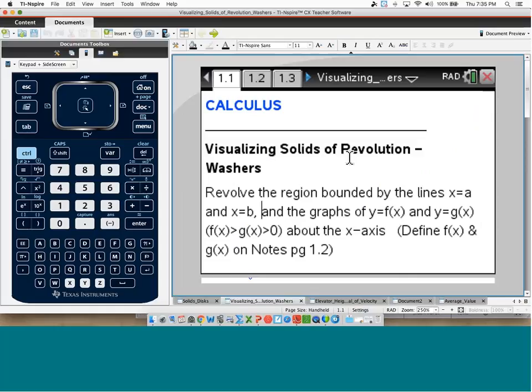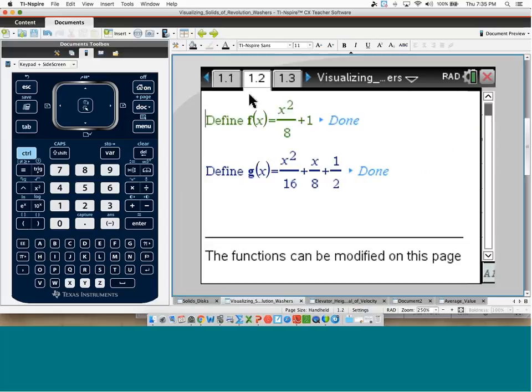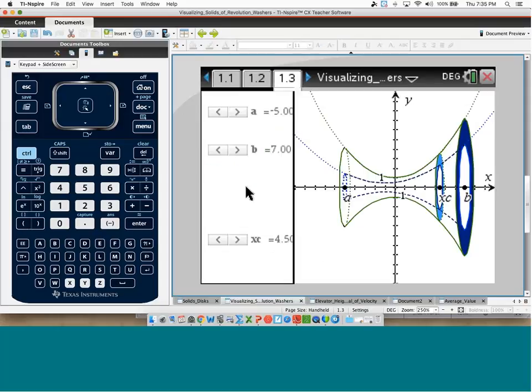Okay, so for the washers one, it's the same kind of setup. I like that there's a similarity between these. Again, it's the visual. Now I've got two functions that I'm working with, and you can change these functions. Once I do this once or twice with students, they usually don't really need to mess with the functions. You kind of get the idea. But look at this visual. I mean, this to me is just remarkable.